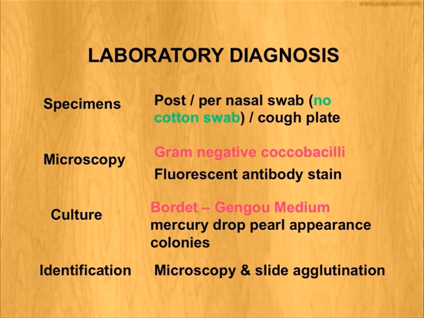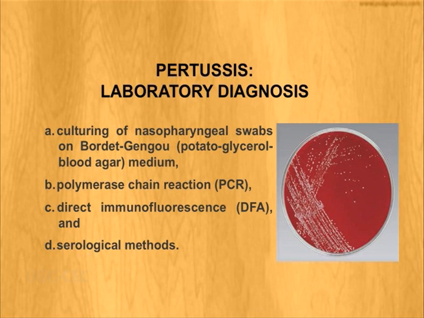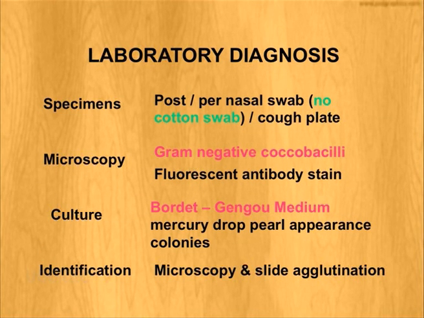What we can take is a nasopharyngeal swab. And we can also go for polymerase chain reaction, in later cases go for direct immunofluorescence study, or even serological methods later. Otherwise, if we are going for simple microscopy, we'll look for gram-negative coccobacilli, can go for fluorescent antibody stain, and slide agglutination test can be done for serology.